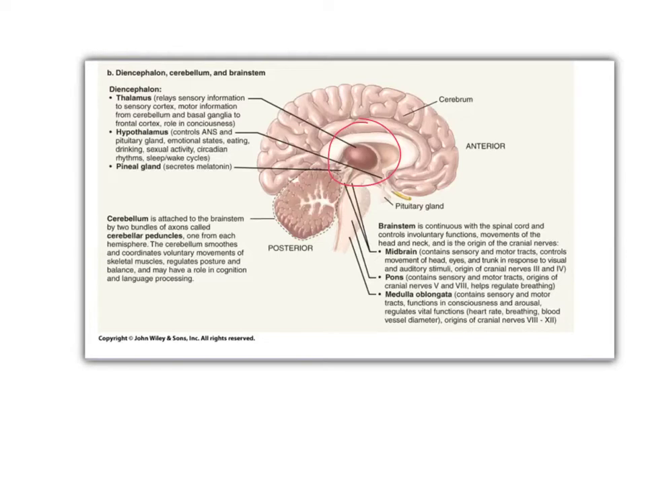So the diencephalon is basically what makes us an animal. So how we eat, sleep, reproduce, and how we respond, our reflexive experience.